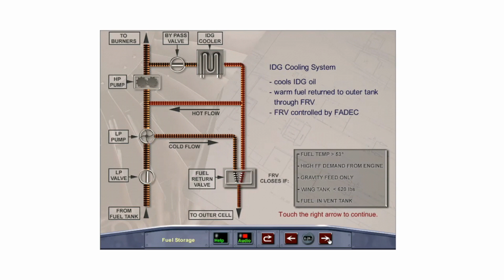The engines are demanding a high fuel flow rate. The engines have gravity feed only. The fuel level in each wing tank is less than 620 pounds, or there is fuel in the vent surge tank.